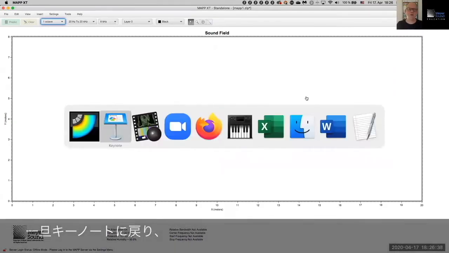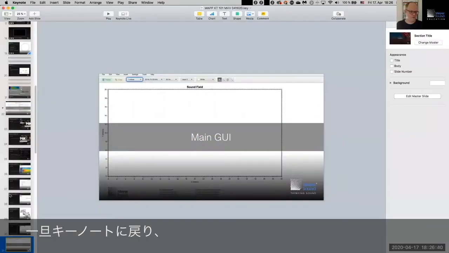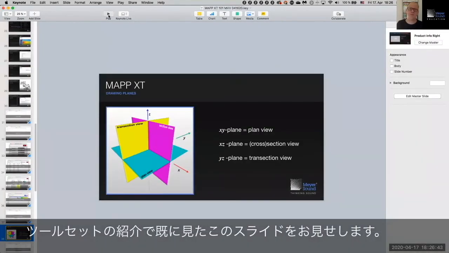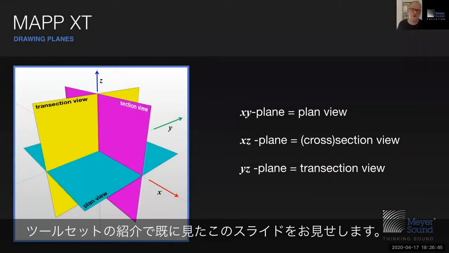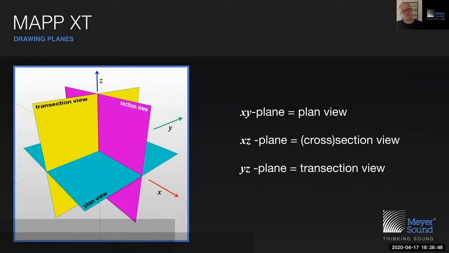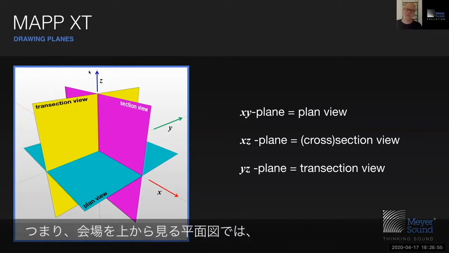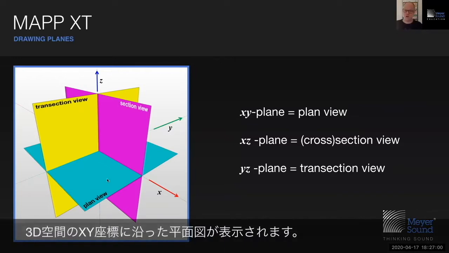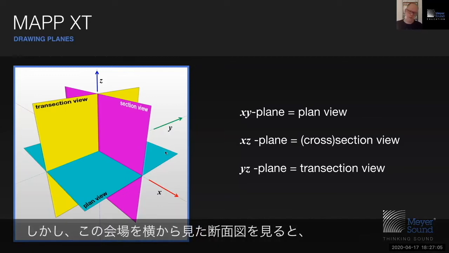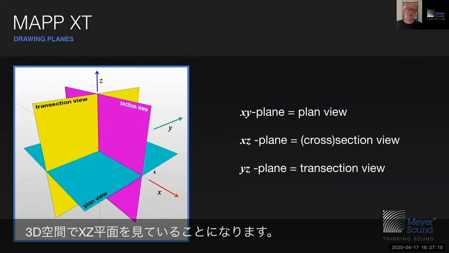Because after all, Mapp is 2D. What do I mean by that? Please allow me to temporarily go back to the keynote presentation and show you this slide, which we already saw in the introduction of the Precision Toolset. So since Mapp is 2D, we only have 2 dimensions to play with at a time, which means that if I'm doing a plan view, looking on top of the venue, then you are looking at the plan that runs along your XY coordinates in 3D space. But if I'm looking at a section view, looking at this venue from the side, then I'm looking at a plane which in 3D space would be my XZ plane.